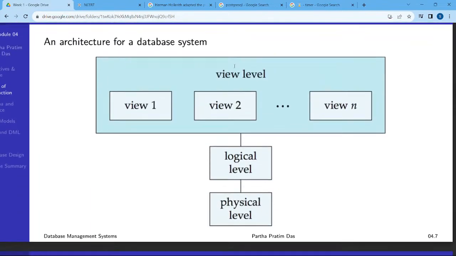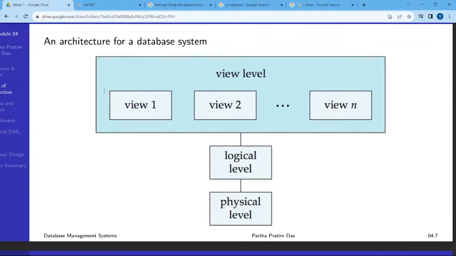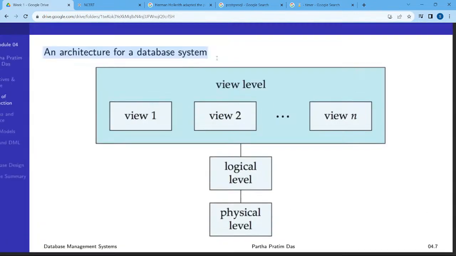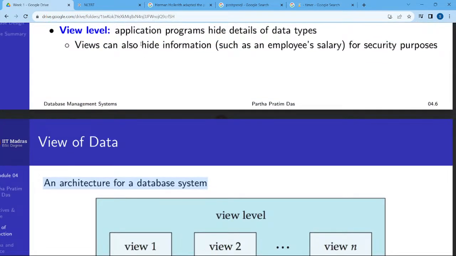So this is the view of data: view level, logical level, and physical level. This is the architecture of a database management system. Now view level can also hide data, right? It can also hide information such as an employee's salary for security purposes.